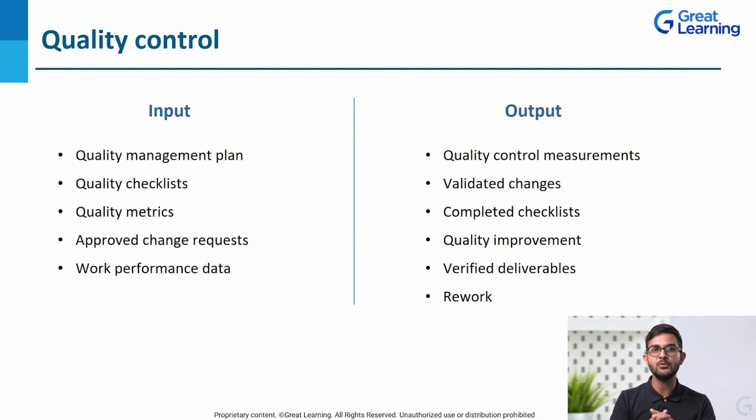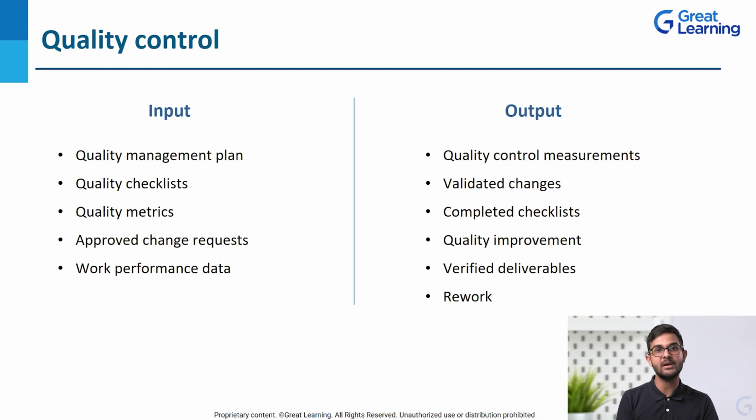Now let's again look at the input and the output part when we talk about controlling the quality. So quality management plan, quality checklists, metrics, these are again the outputs of quality planning. Then approved change requests, whatever changes we are making after quality assurance, and whatever work performance data we have from quality assurance, that is all taken as an input, and then we get the output. Now what is that output after quality control? Quality control measurements, validated changes, completed checklist, whatever quality checklist we had, that these are the standards that we want to meet. Are we going to meet those standards or not? Have we met it? To what extent? That is all documented by quality control.